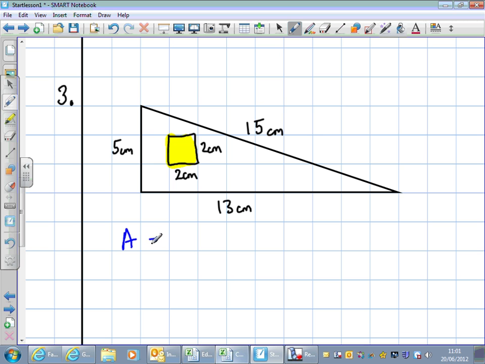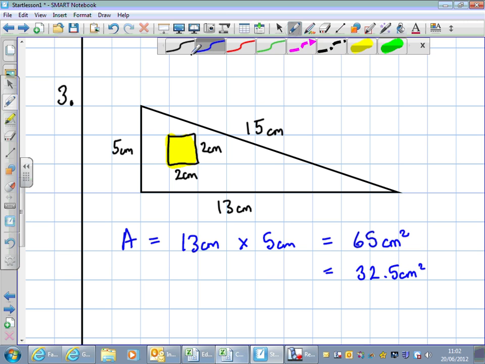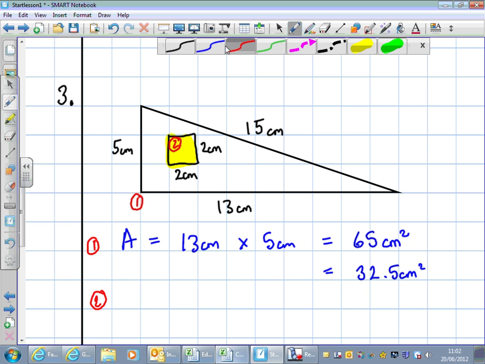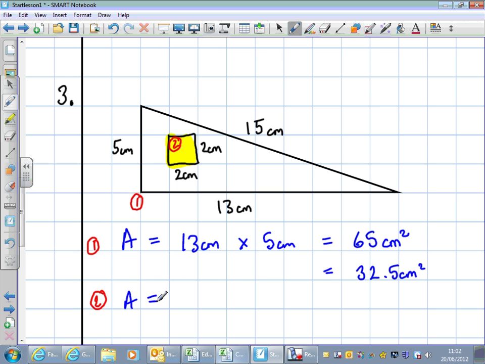So the area of the whole triangle is base times height, 13 centimeters times 5 centimeters, equal to 65 centimeters squared. And then remember, we halve it. So that's 32.5 centimeters squared. So that's the area of the whole triangle. Then we work out the area of the rectangle. And the area of that, nice and straightforward, is 4 centimeters squared.